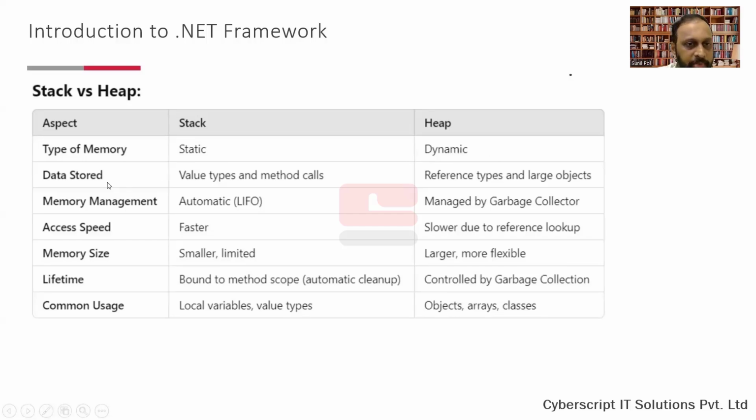So the second aspect is data stored. What type of data would be stored on the stack? All the value type variables which are declared as local variables, not the global variables, and method calls would be maintained in stack memory. And all the reference type variables and large objects would be stored on the heap memory.